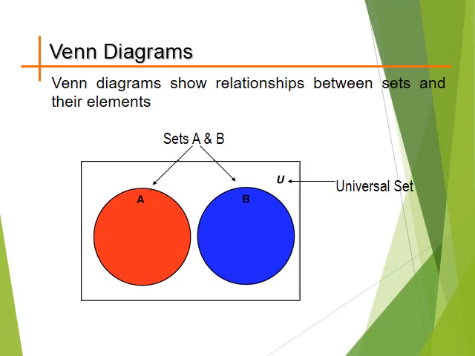Last topic is the Venn diagram. A Venn diagram is a kind of diagram which shows the orientation of set A and set B, and also tells about the universal set. Here you can observe that U is the universal set, and in that set, sets A and B are contained.